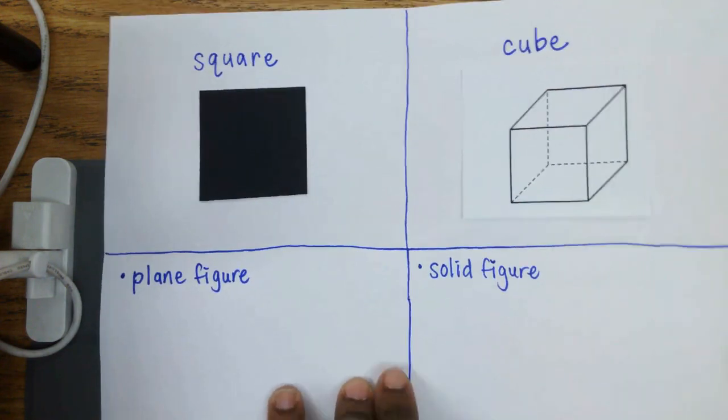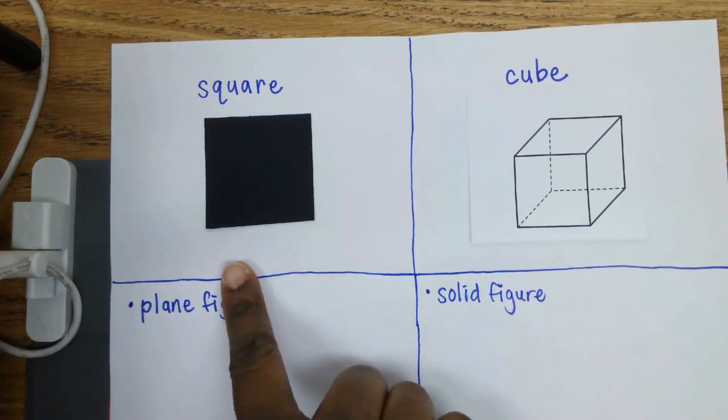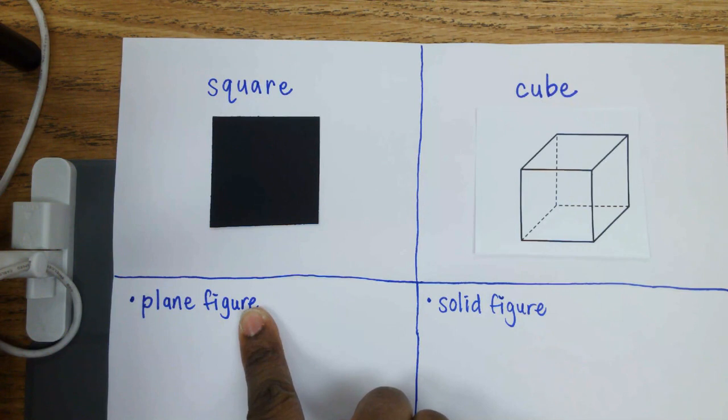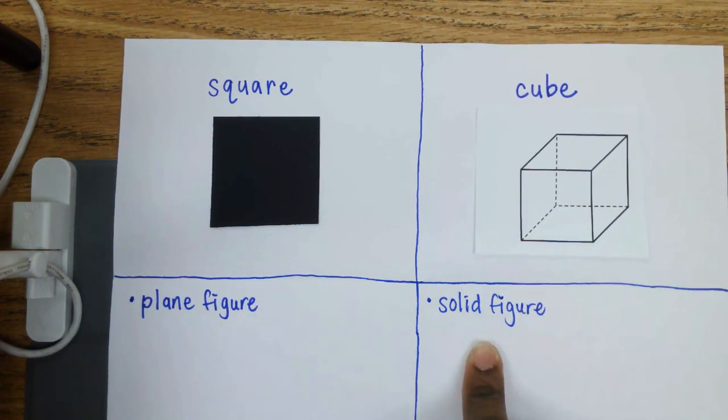So for this activity, you're going to compare and contrast. To compare is to tell how two things are alike, and to contrast is to tell how two things are different. We'll check back in a little bit to compare our answers.